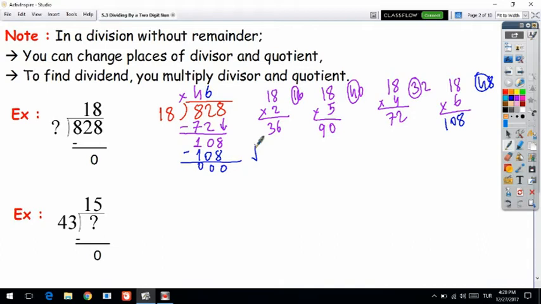Now let's look at another example. It is about a missing number in division, right? So we don't have the dividend. We have a rule. Now let's look at the second rule. To find the dividend, you multiply divisor and quotient. So what's the divisor? 43. Yes, 43. Then what's the quotient? 15.